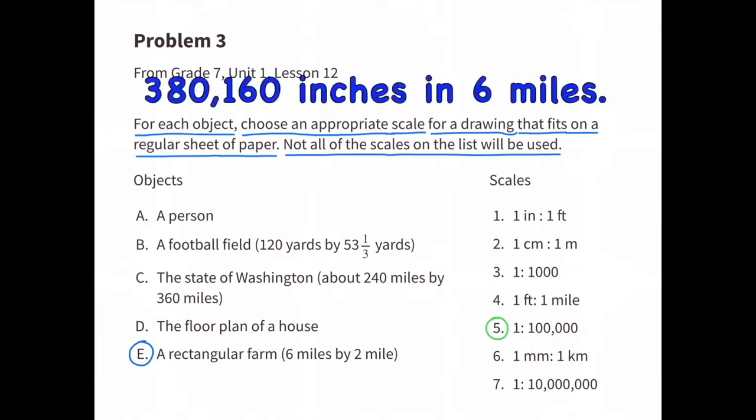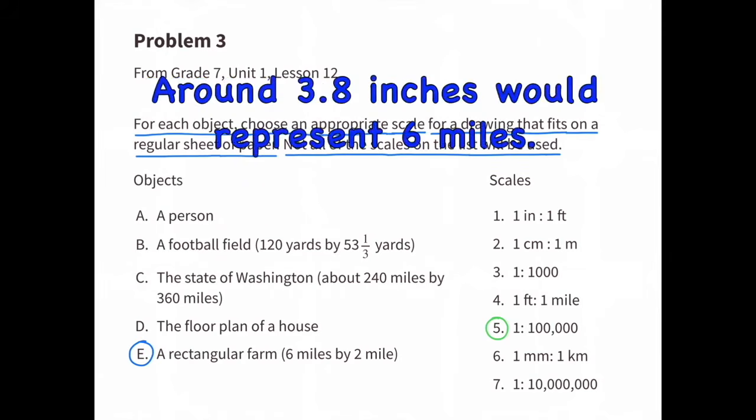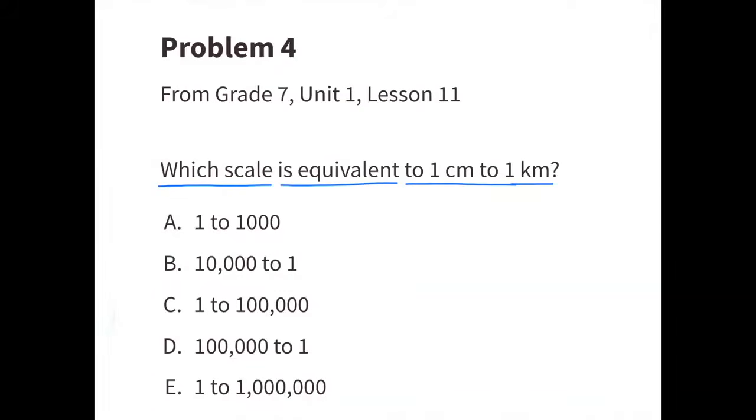There's 380,160 inches in 6 miles. With the scale of 1 to 100,000, you could represent 6 miles with less than 4 inches. Number 4. Which scale is equivalent to 1 centimeter to 1 kilometer? C. 1 to 100,000. There's 100,000 centimeters in 1 kilometer.